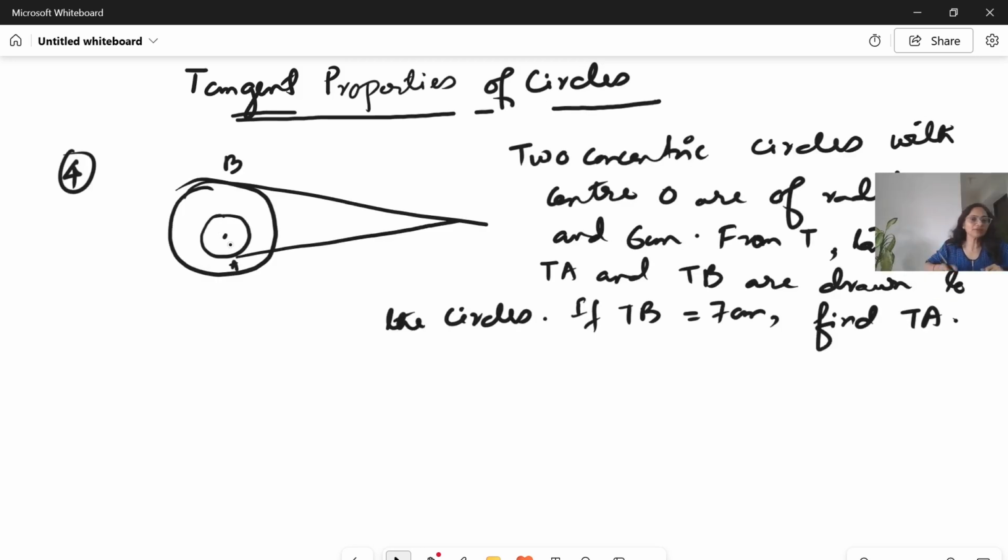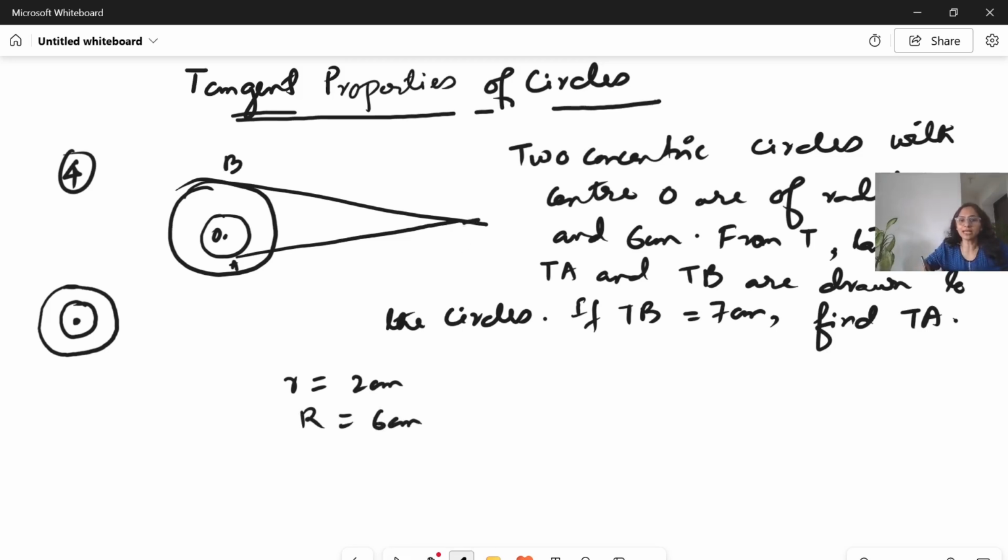So circles which have a common center as O, they are called concentric circles. So two concentric circles with center O. The diagram has not come out very well. So concentric actually means this is the center, this is one circle and this is the other circle. Both the circles have the same center. They are called concentric circles. So in the diagram, two concentric circles with center O are of radii 2 and 6. We can see there's a small circle, there's a big circle. So small r is 2 centimeter and capital R is 6 centimeter.